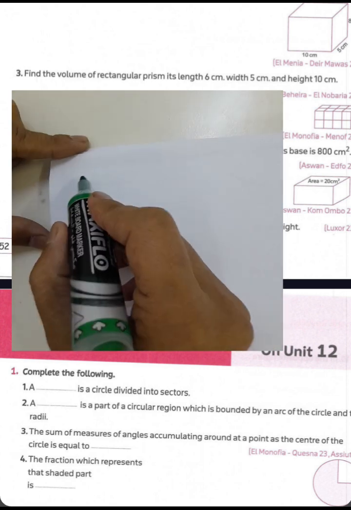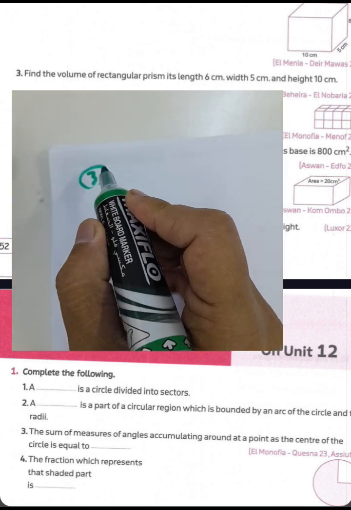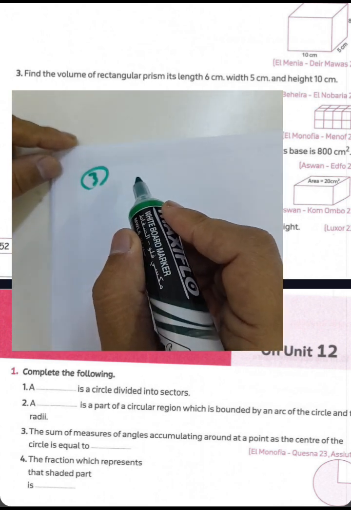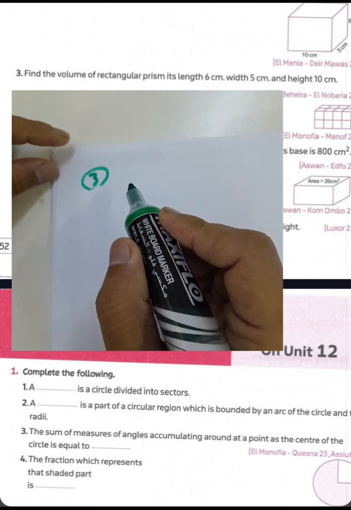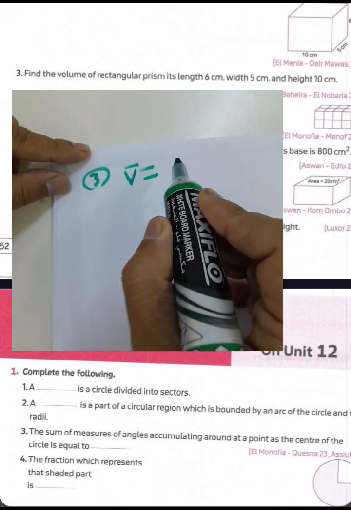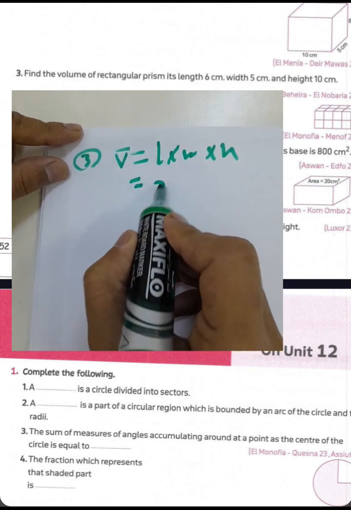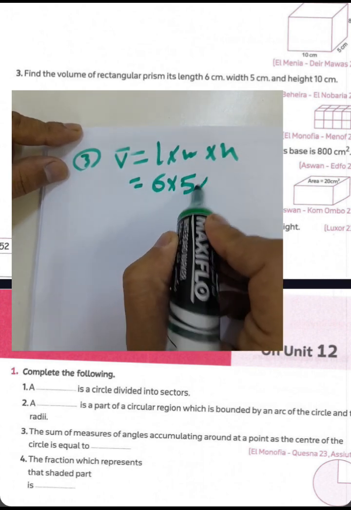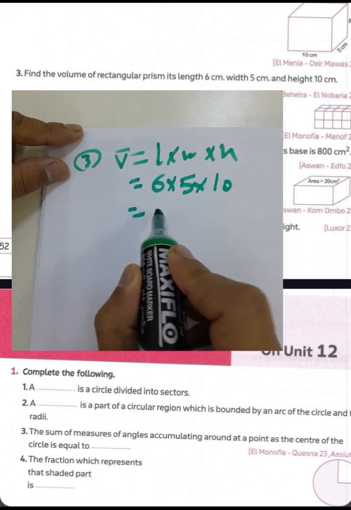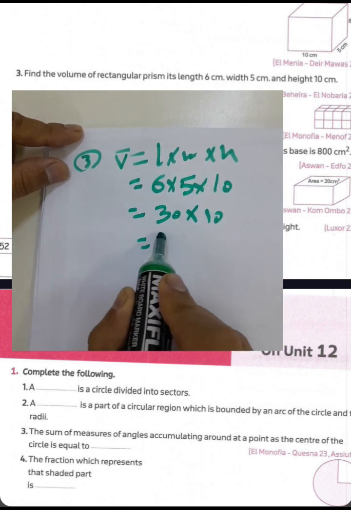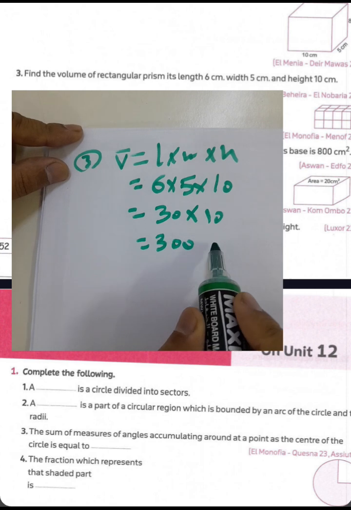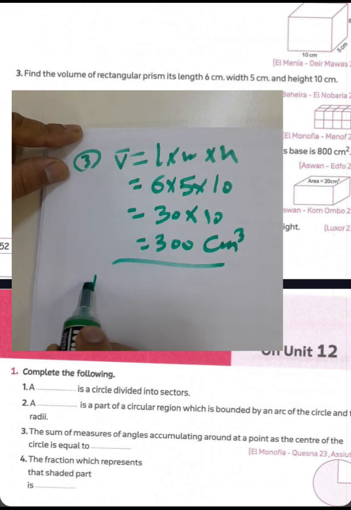Question number 3. Find the volume of the rectangular prism. Its length 6, width 5, height 10 centimeters. We can find the volume equals length times width times the height. 6 times 5, 30. 30 times 10 it will be 300. The result will be 300 cubic centimeter.